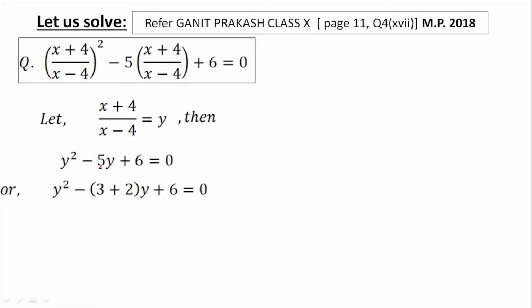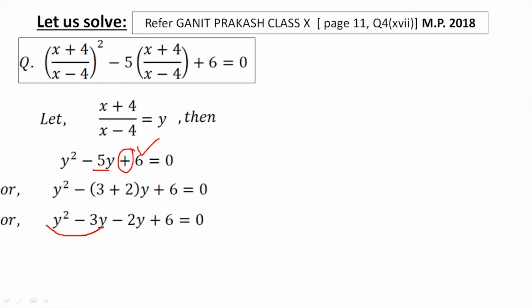Okay, so this 5 has to be broken up into two parts. When being added, it should give us 5, and when being multiplied, it should give us 6. So after opening the bracket, minus into plus is minus 3x, minus into plus is minus 2x, plus 6 is equal to 0.